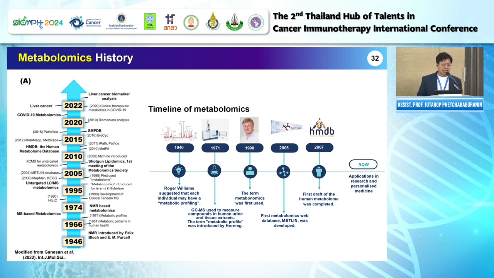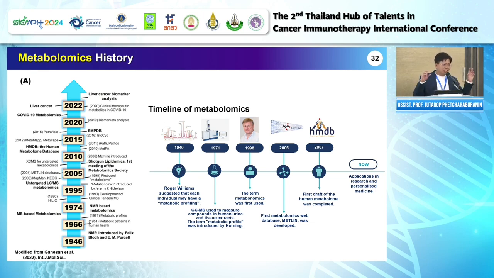Then in 1971, GCMS was first used to measure compounds in human urine and tissue extracts, and the term metabolic profile was introduced by Horning in that year. Later, in 1998, Professor Jeremy Nicholson slightly turned this term from metabolomics to metabonomics. Have you heard of it? If you read some literature or articles, you will find a variety of terms used for describing metabolic profiling. We can use metabolomics, metabonomics, metabolic phenotyping, metabolic profiling.